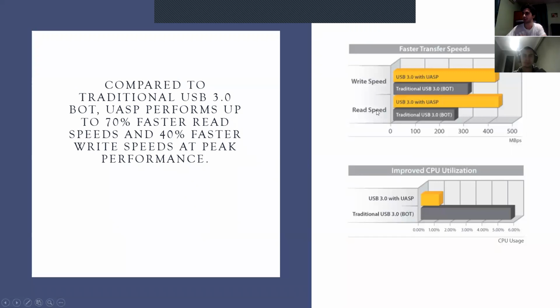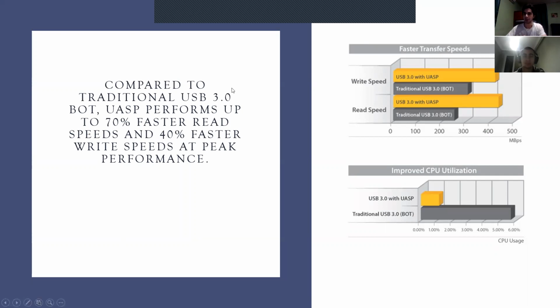And we can see the comparison between the USB 3.0 UASP protocol and the BOT protocol. Compared to the traditional BOT protocol, we can see that UASP performs up to 70% faster read speeds and 40% faster write speeds when it's at the peak of the performance. This was made possible due to the way that UASP functions in comparison to BOT. For example, UASP works in parallel while delivering and transferring signals. That's why it's much faster than the BOT protocol.